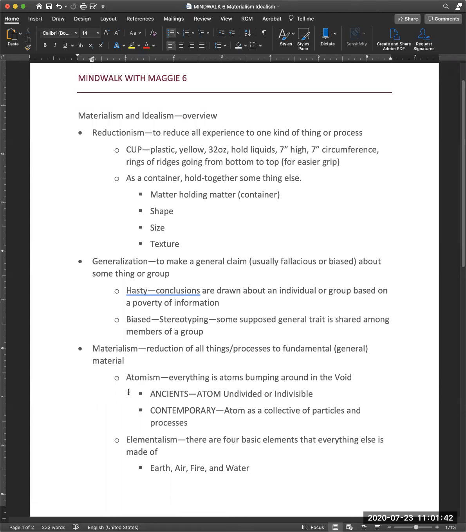Materialism is the reduction of all things or processes to a fundamental or general material that everyone agrees on, or that the thinker believes to be the reason, right?